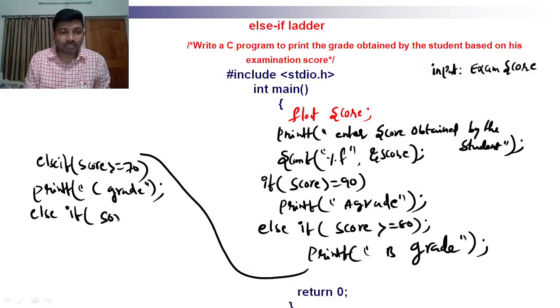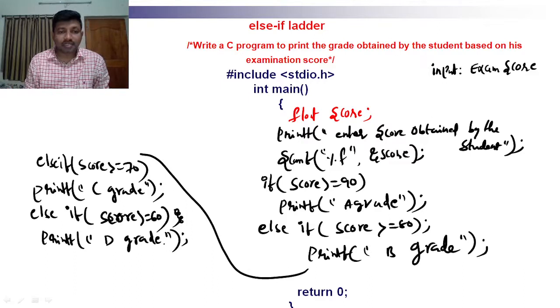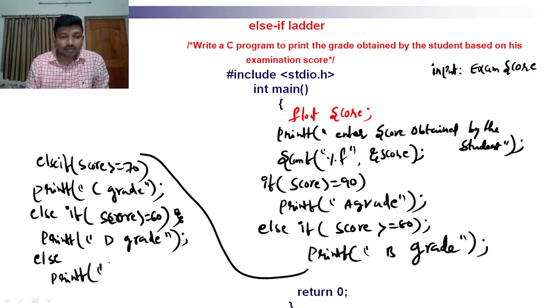Else if score is greater than or equal to 60, sorry, you cannot place this semicolon. Printf, let it be D grade. So you can put n number of test conditions over there. So based on that, one block of statements gets executed, because in the given problem he says else printf student is failed. Printf he or she is failed.